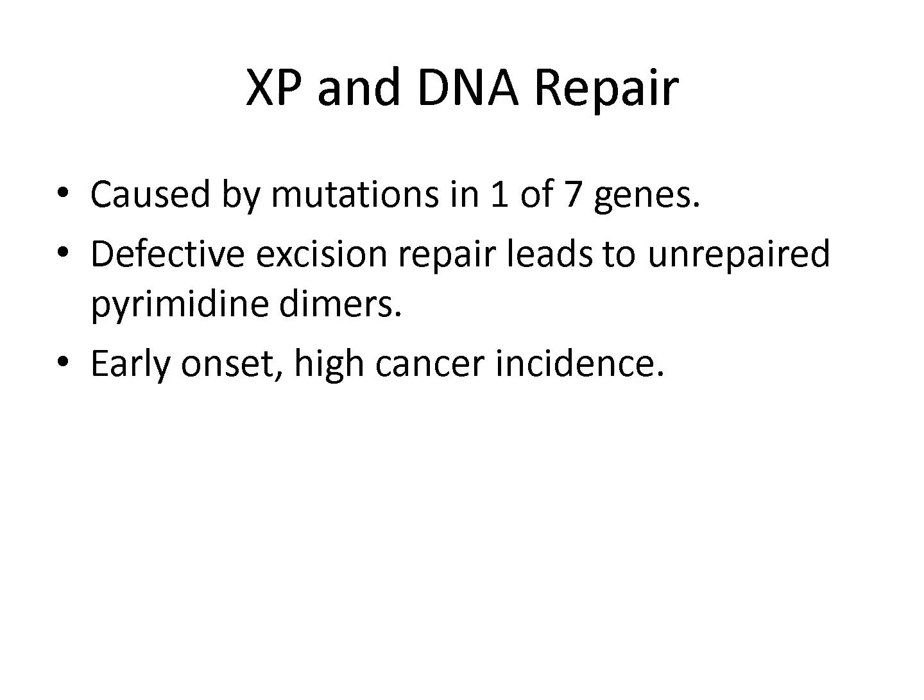In XP, one of 7 possible DNA repair genes may be mutated. These genes normally participate in nucleotide excision repair, which removes UV-induced pyrimidine dimers. Without this function, damaged DNA is left unrepaired, increasing mutation rates. This leads to early-onset skin cancers, often appearing in childhood. Preventing sun exposure and using protective measures are crucial for affected individuals.